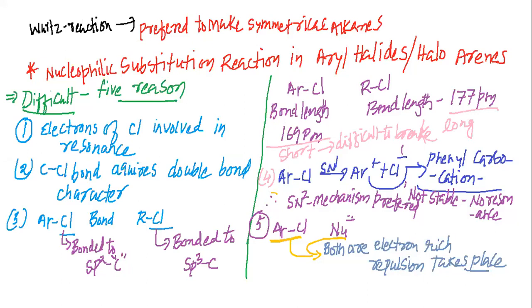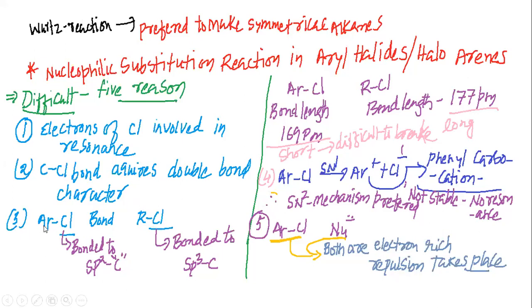Consider ArX and a nucleophile Nu. Suppose here as X we have taken chlorine. So when you have chlorobenzene, the electrons of chlorine are involved in resonance with the ring. As these electrons are involved in resonance, the C-Cl bond acquires double bond character, my dear students. So this is the second reason. Third reason: the Ar-Cl bond and the R-Cl bond, that means the aryl halide and alkyl halide bond.